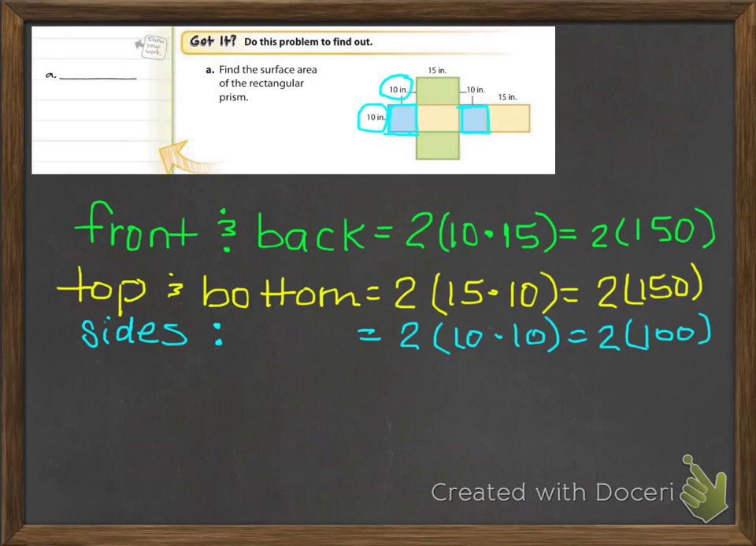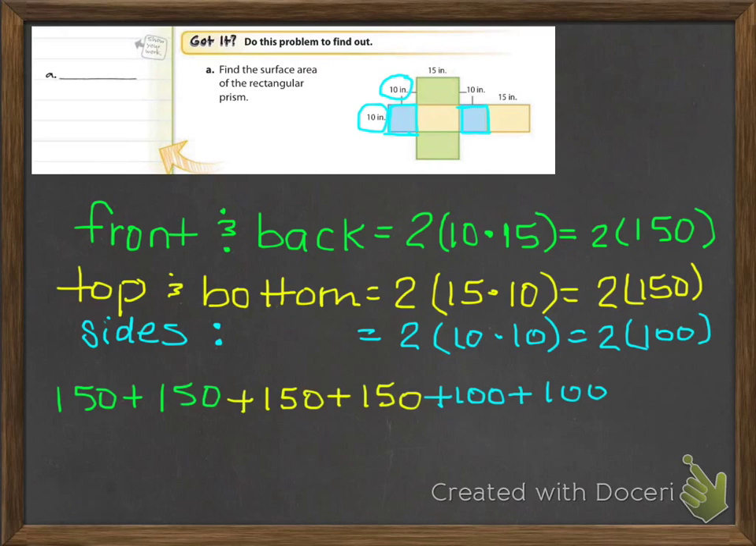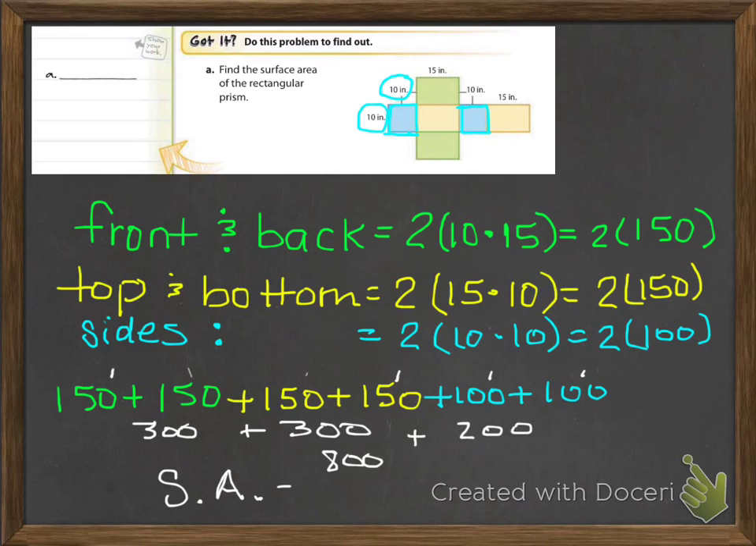So now at the bottom, we're going to add them all up and make sure that you have 6 figures before you start adding. So before I start adding, I'm going to count. I've got 1, 2, 3, 4, 5, and 6. So now I can add those up. These 2 are going to give me 300. These 2 give me 300. And these 2 give me 200. So now 300 and 300 is 600, plus 200 is 800. So my final answer is going to be that the surface area is equal to 800.